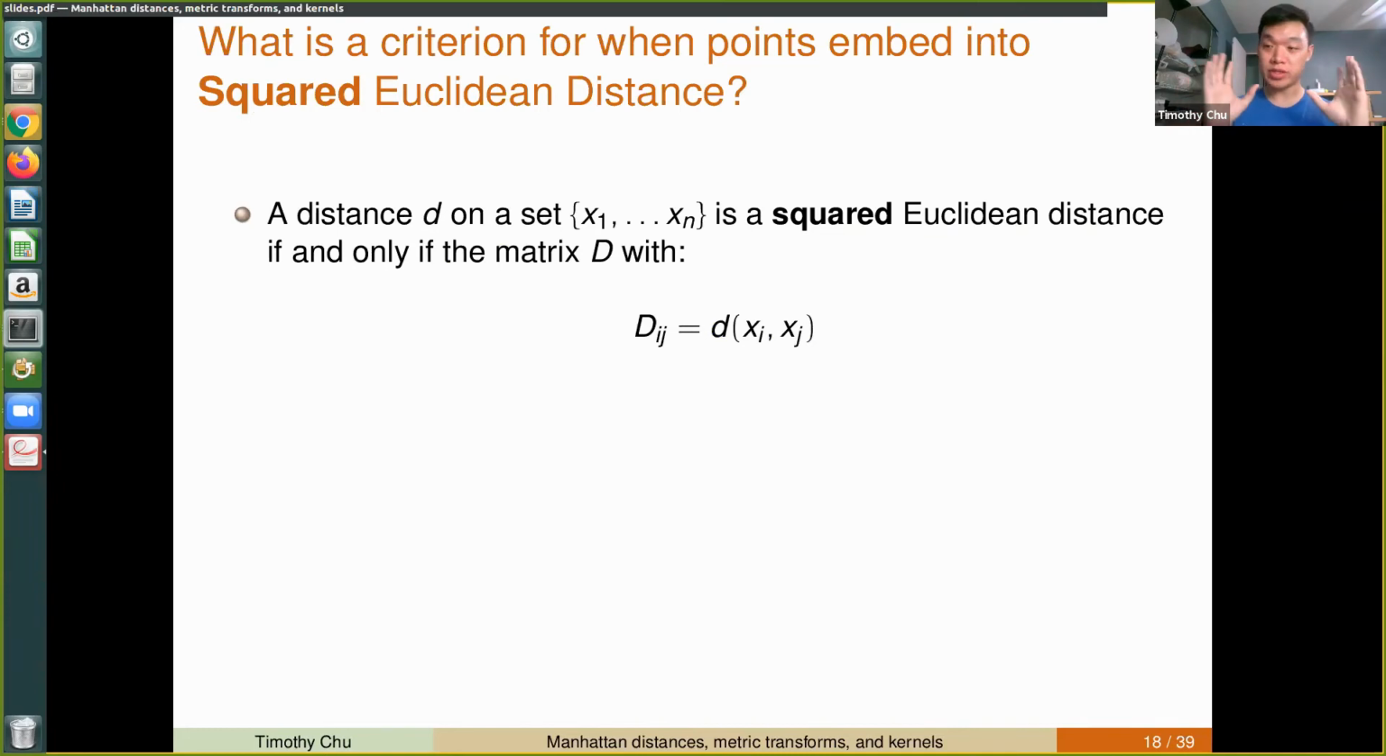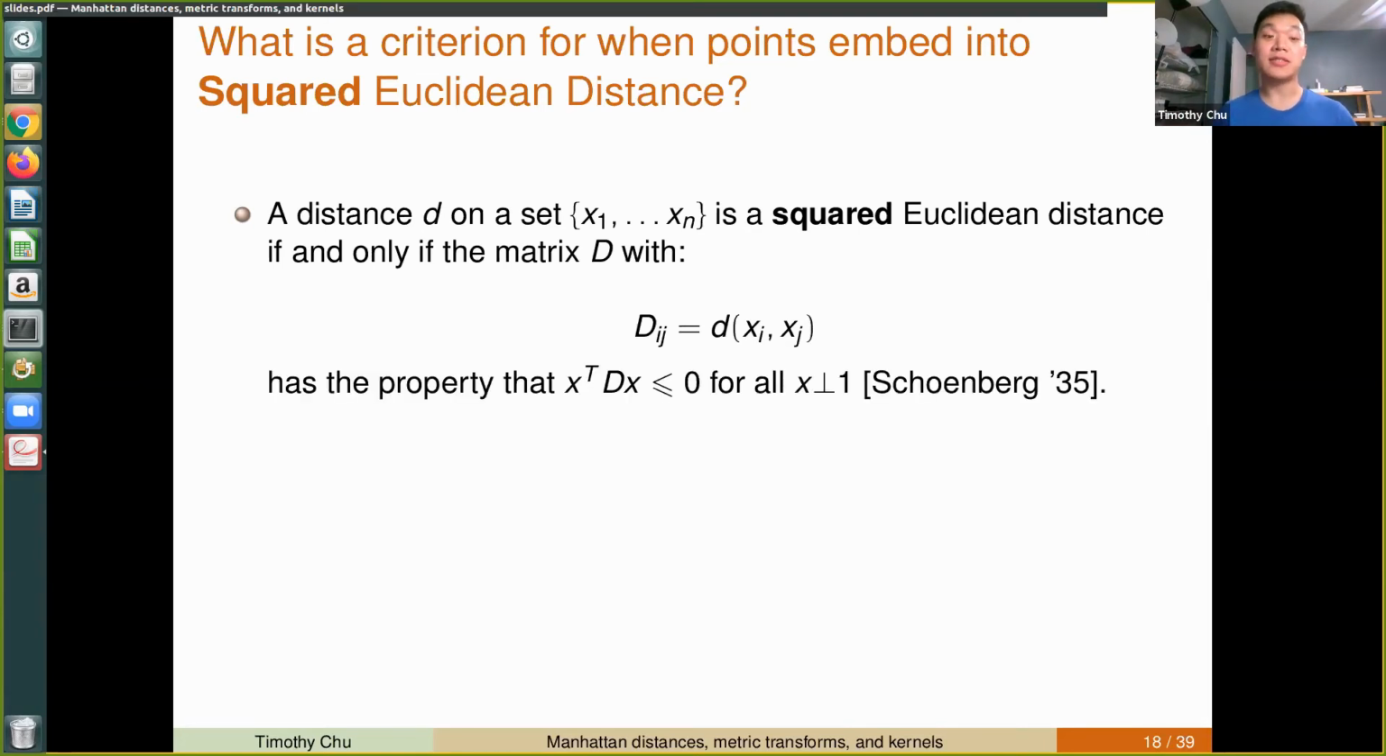So this, I won't actually prove for you why it works, but I'll just give you the criterion. Let's say I give you a distance d on a set x1 through xn. It is a squared Euclidean distance, that just means the Euclidean distance squared, if and only if the matrix where the ijth entry is the distance between xi and xj has the property that x transpose dx is less than or equal to 0 for all x orthogonal to the all ones vector.